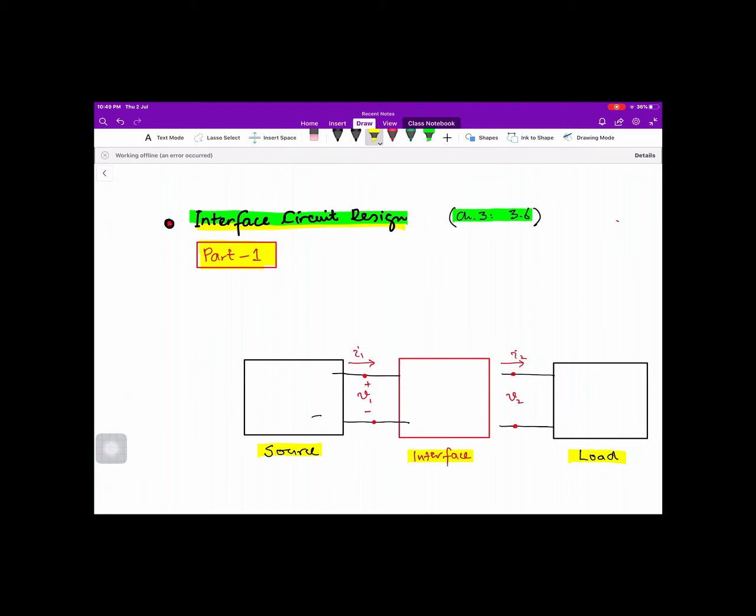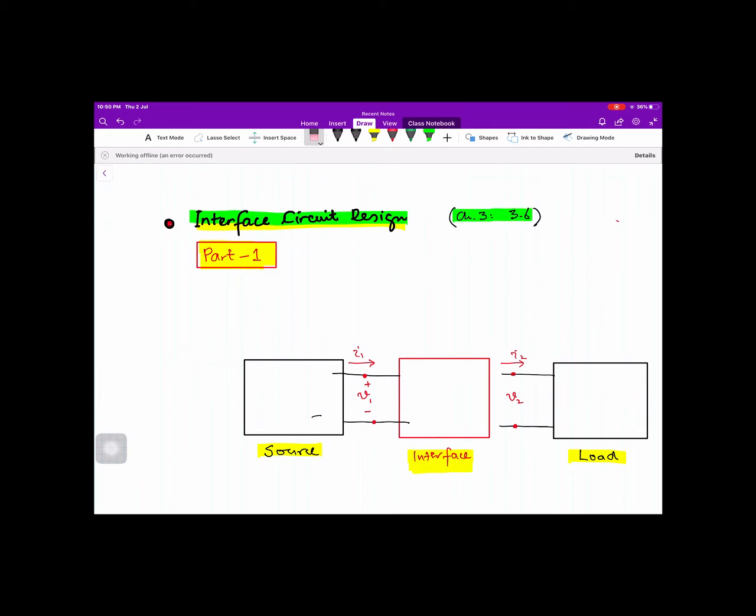There are many ways we can use to connect source and load, and in today's lecture, we'll discuss a few basic types of interface circuits. There is a wide variety of interface circuits. We'll be using interface circuits with only resistors. We'll be using only resistors in the interface circuit design.